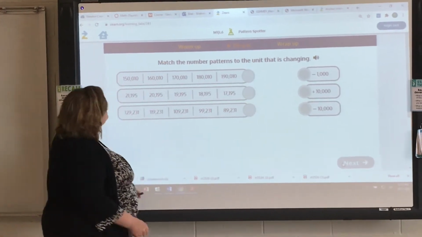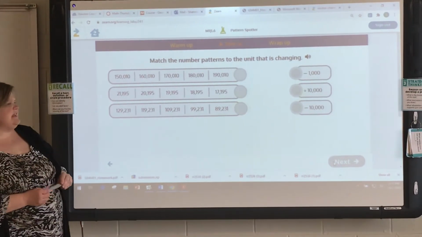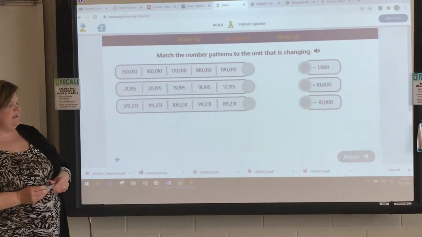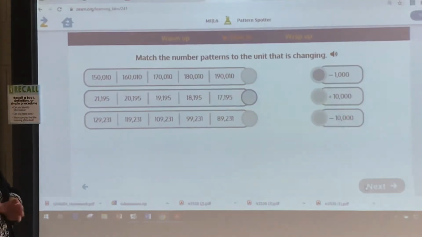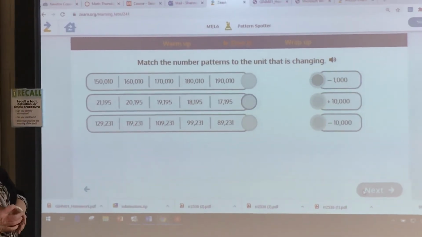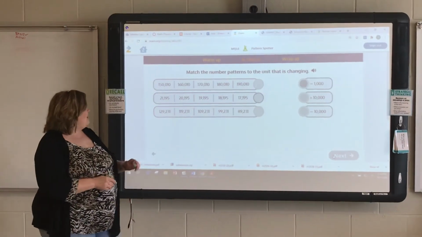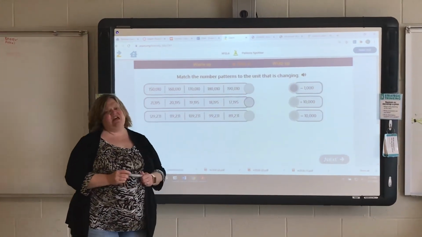Okay, so now it gives us another pattern. I'm going to just take a second and let you look at this first one before Dr. Price reads it. Because I don't think I have to read all the numbers now. I think you can kind of look. So it goes from 150,010 all the way to 190,010.